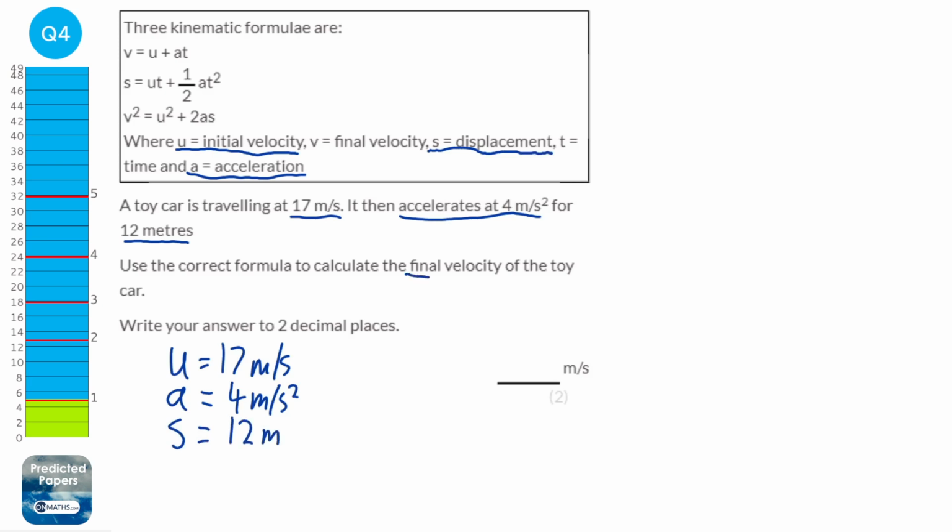And we're asked to find the final velocity. Now the final velocity is shown with a v, so that's what we're looking for. So we're going to find out which of the formulas we're going to use. Now notice we're not given the time, so all the formulas with t in them are not going to be useful. We're not looking for or given the t. And it's going to be the last formula, the v squared equals u squared plus 2as.